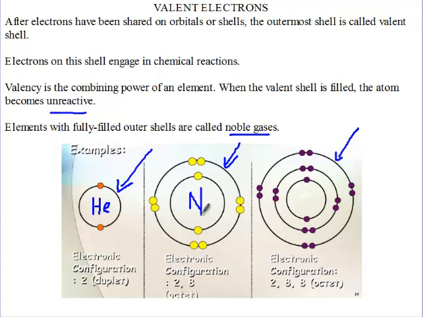neon. Neon has atomic number 10. 2 electrons in the inner shell, 8 electrons on the outer shell. It is an octet. We have argon. Argon has atomic number 18. 2 in the inner shell, 8 in the second shell, and then a further 8 in the outermost or the valence shell. So these atoms, these noble gases, have fully filled outer shells, making them unreactive.